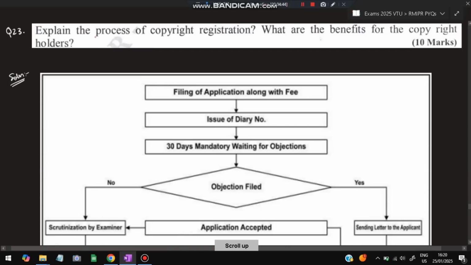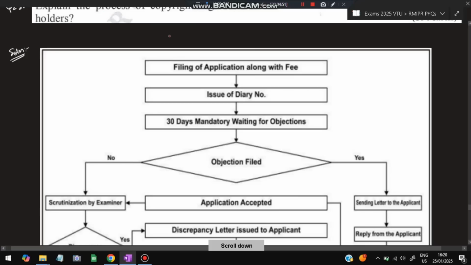Moving on, we have the next super important question: explain the process of copyright registration, and what are the benefits for the copyright holders? What is the process of copyright registration? First, put in the application. Then a diary number is issued, and there is a 30-day mandatory waiting period for objections. Whether or not any objections come, we wait 30 days. If there are none, we continue with the further process.